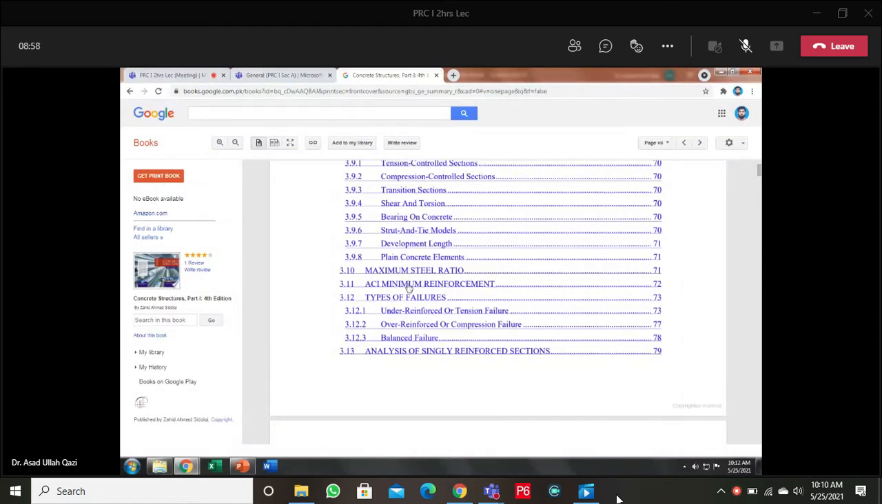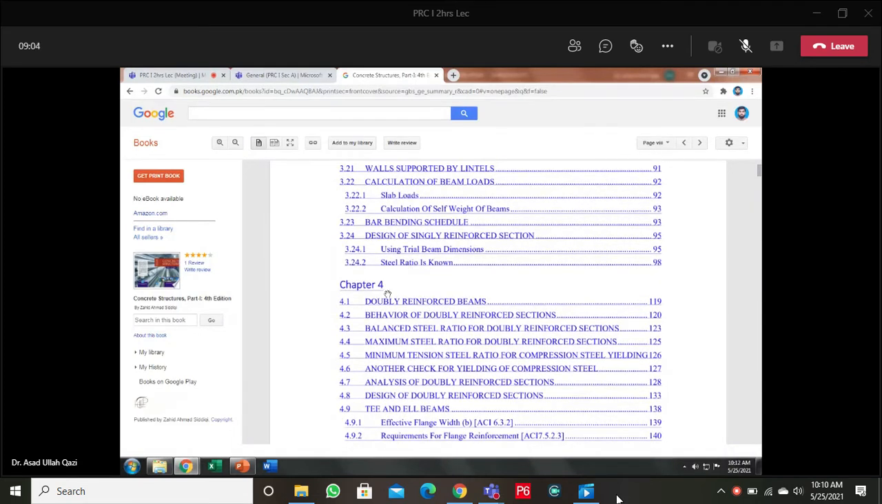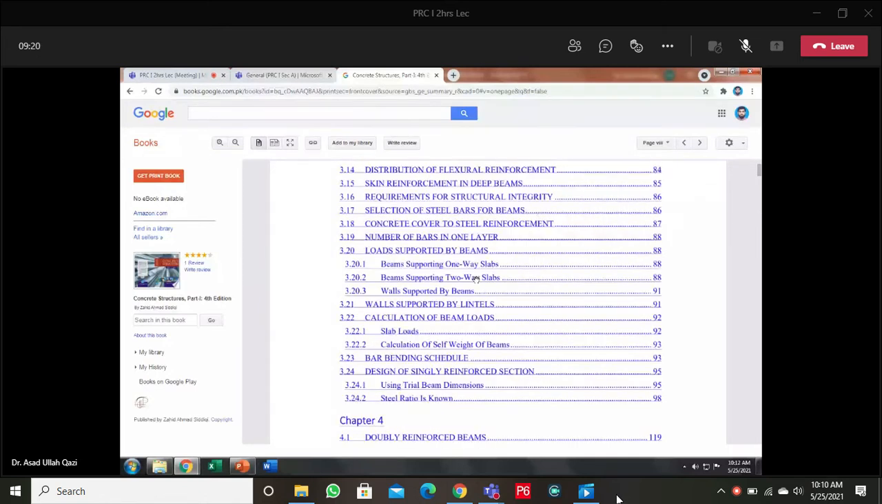So let me now discuss doubly reinforced beams from chapter 4. Then I will come back to the calculation of the steel weight. So as I mentioned in chapter 3 also, beams, and then beam supporting one-way slabs, beam supporting two-way slabs, wall supported by a beam. So these topics I have discussed online and recordings are shared. And then this bar bending schedule, I will discuss at the end of chapter 4.